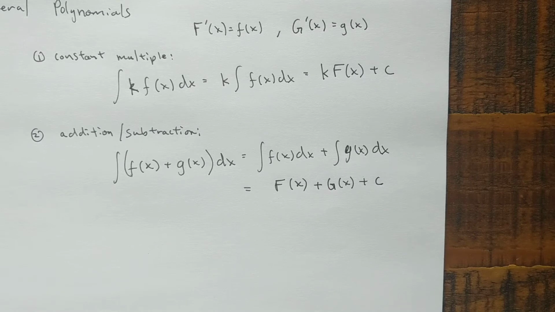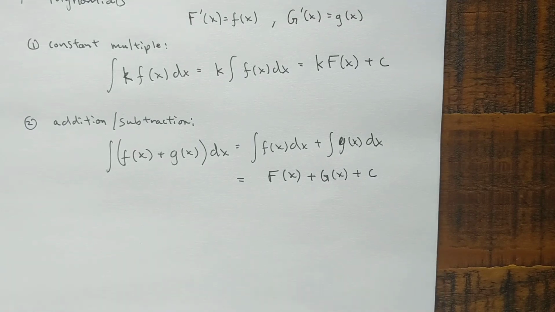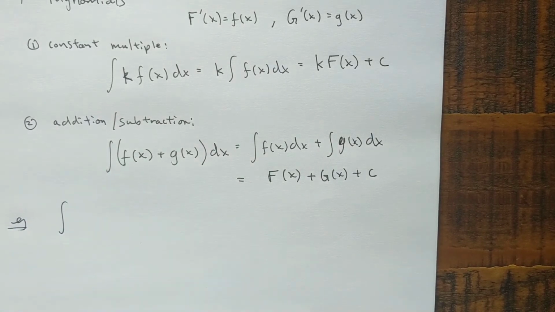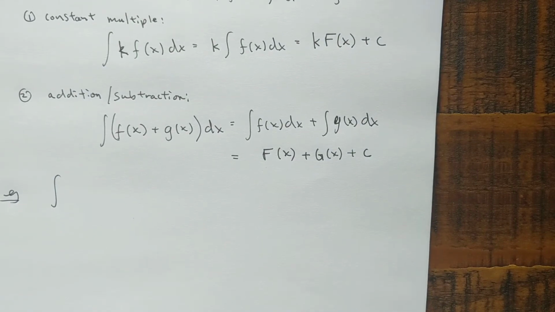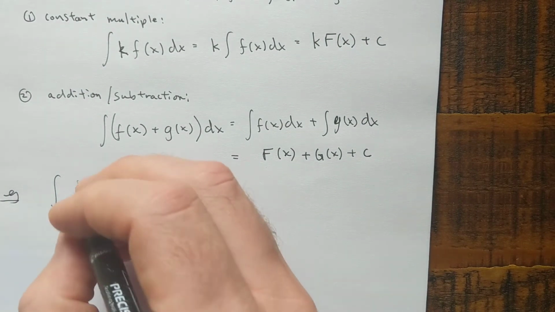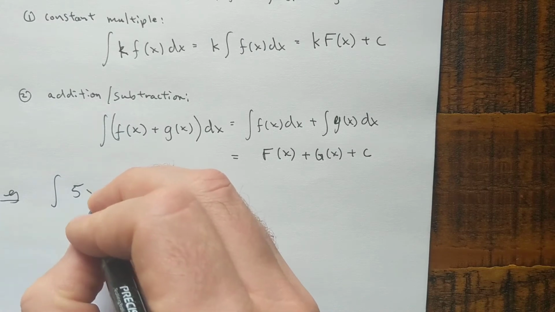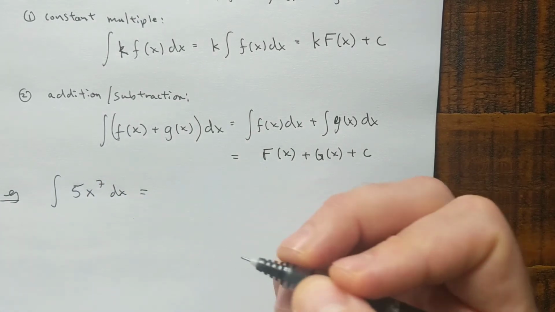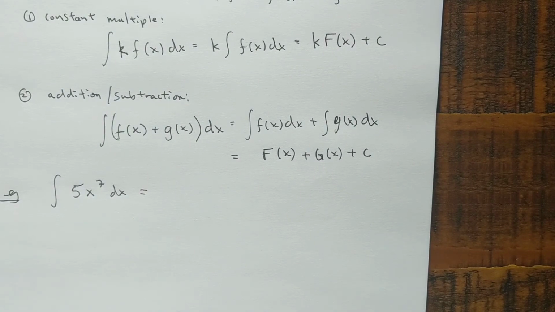So let's look at an example of this, and let's think about polynomials, but it turns out we're going to be able to do some things that are beyond polynomials as well. So let's do an example here. Let's take the indefinite integral. Let's just keep it simple. So let's do like 5x to the 7th, just to demonstrate the constant multiple rule.